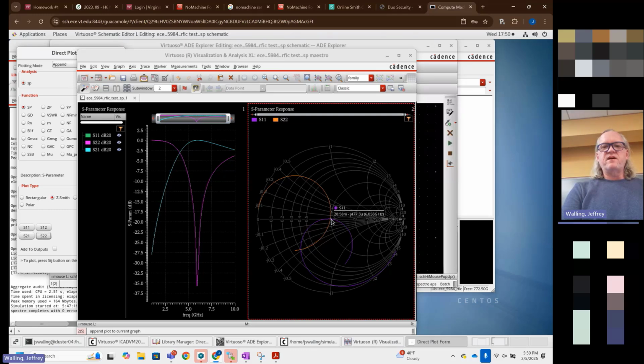And you can see if I hover my cursor right around the center, right at 6 gigahertz, it's matched. Of course, the trajectories for S11 and S22 are different because the networks are different on either side of the circuit. Okay. Any questions about that?